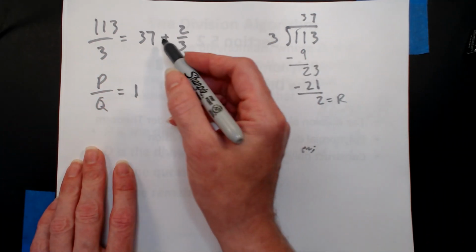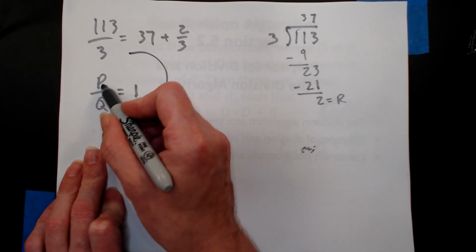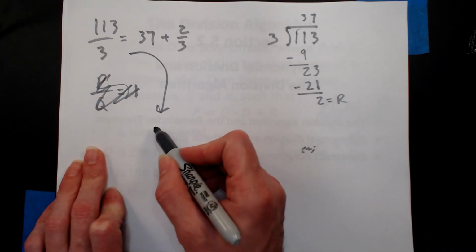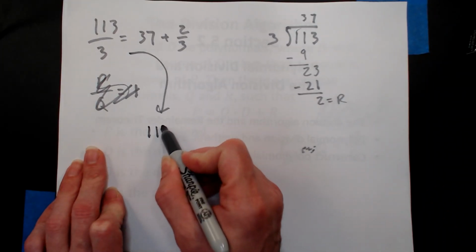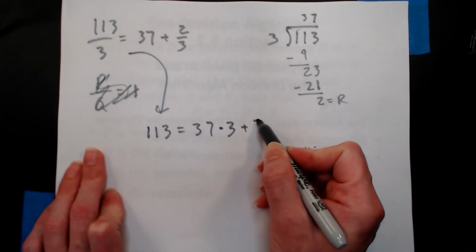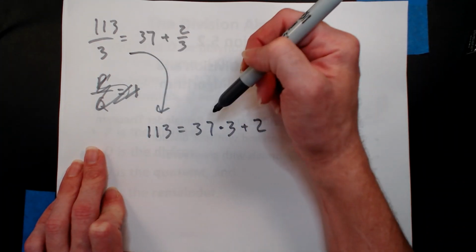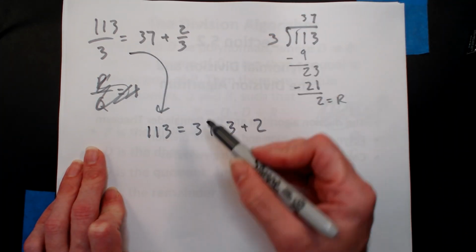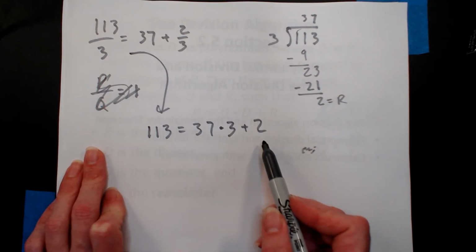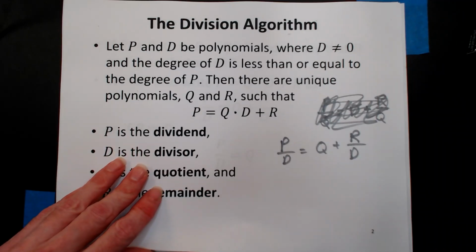And so now we could rewrite this using the division algorithm and say that 113 is now equal to 37 times 3 plus 2. And so these are algebraically equivalent. These are the same expressions. They express the same concepts. Only now, instead of talking about division and getting fractions back out, I have no fractions, and I'm just talking about multiplication and addition. So that's why we like to write it like this. It's easier to look at.